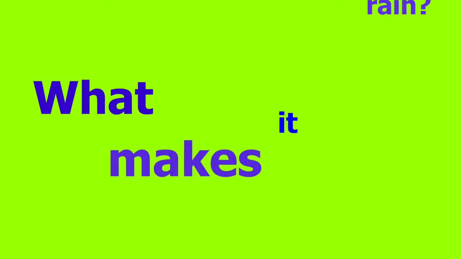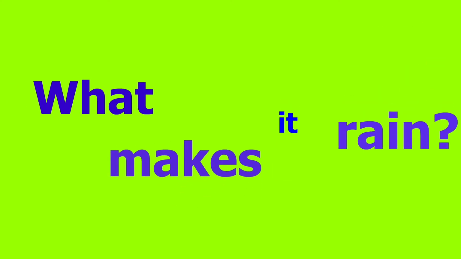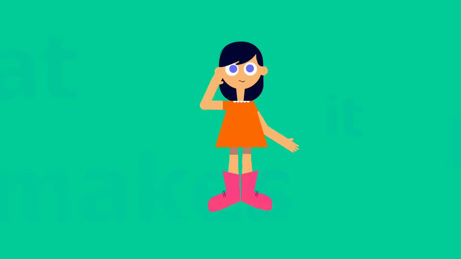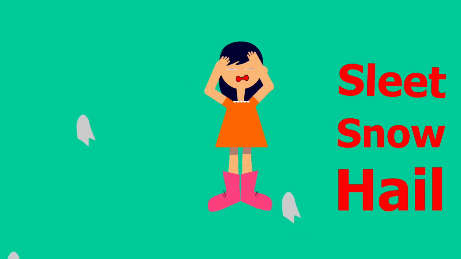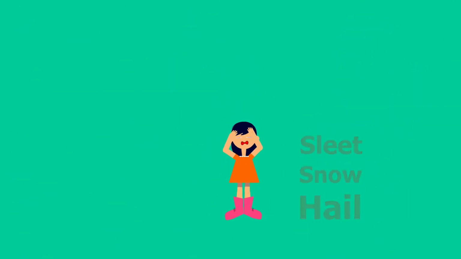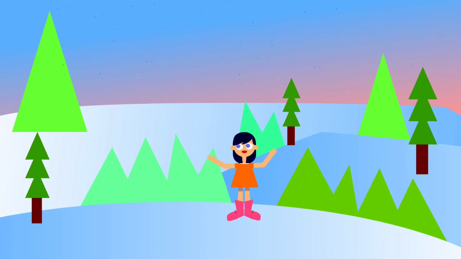What makes it rain? Well, it's an interesting question to ask, but really, come to think of it, what makes it snow, or hail, or sleet? All these forms of water don't fall from a clear blue sky. You'll need clouds for that.